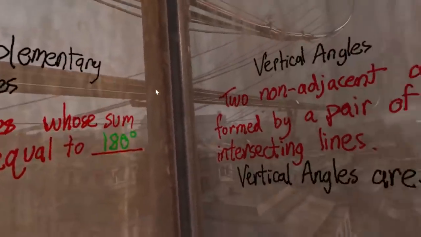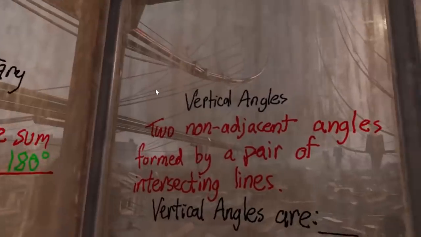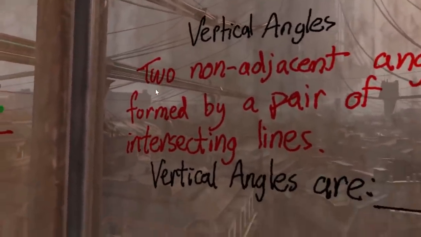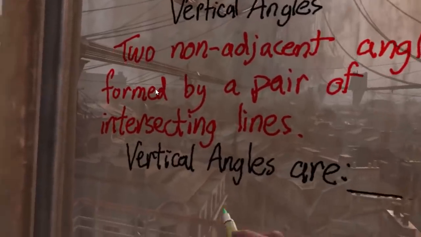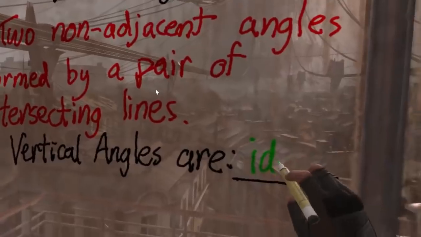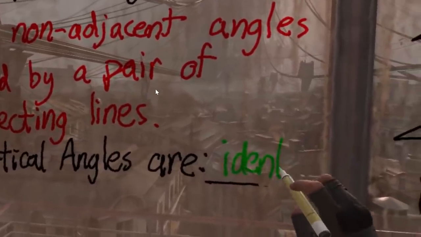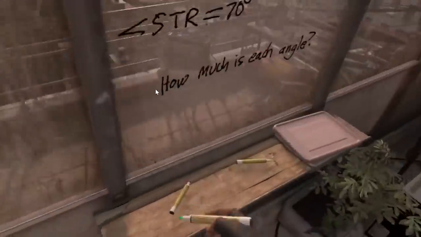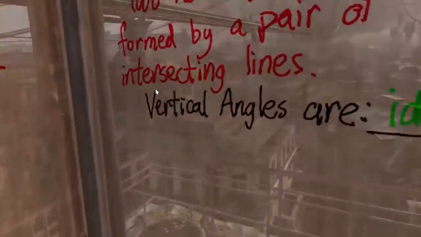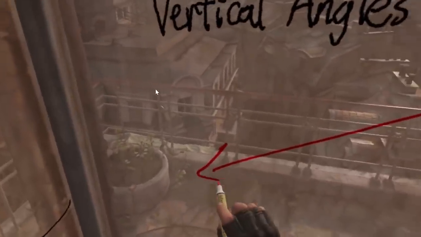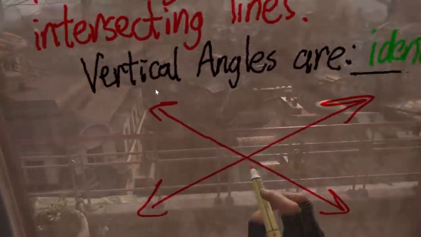And the last vocabulary word we're going to practice today is vertical angles. Vertical angles are 2 non-adjacent angles formed by a pair of intersecting lines. Vertical angles are identical. But let me explain this one a little further, because I think vertical angles needs a picture. Vertical angles work like this, and I have 2 lines.